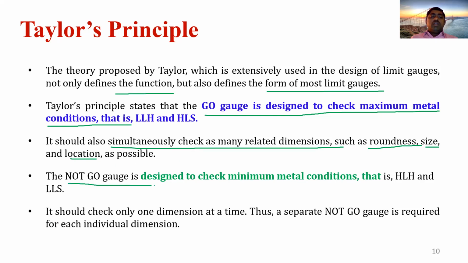Whereas the NOT GO gauge is designed to check the minimum metal conditions, that is the high limit of the hole and the low limit of the shaft. So the NOT GO gauge cannot check the roundness or size or location. It can check only one dimension at a time. Thus, a separate NOT GO gauge is required for each individual dimension.